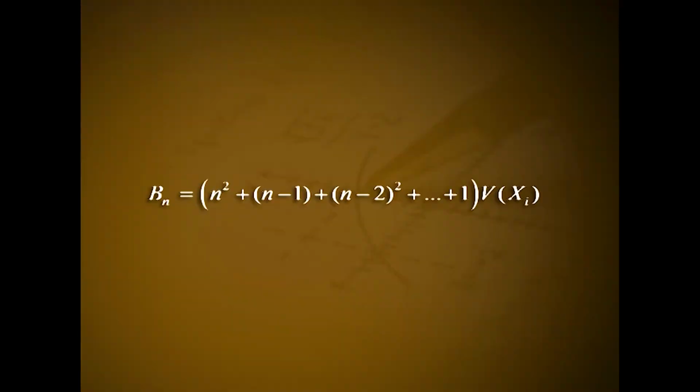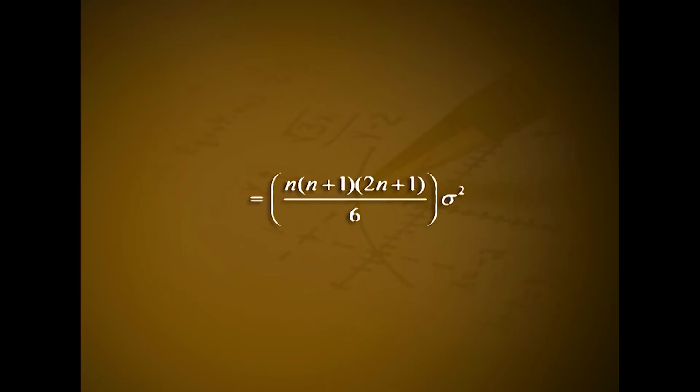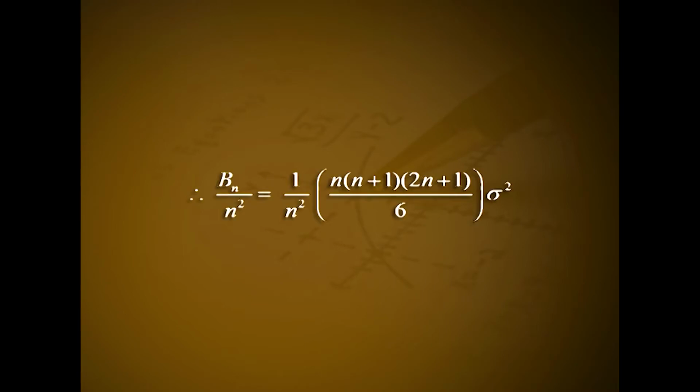Then Bn equal to n square plus n minus 1 all square plus n minus 2 all square plus etc. plus 1, into variance of xi, that is equal to n into n plus 1 into 2n plus 1 all divided by 6 into sigma square. Therefore, Bn by n square is equal to 1 by n square into n into n plus 1 into 2n plus 1 all by 6 into sigma square.